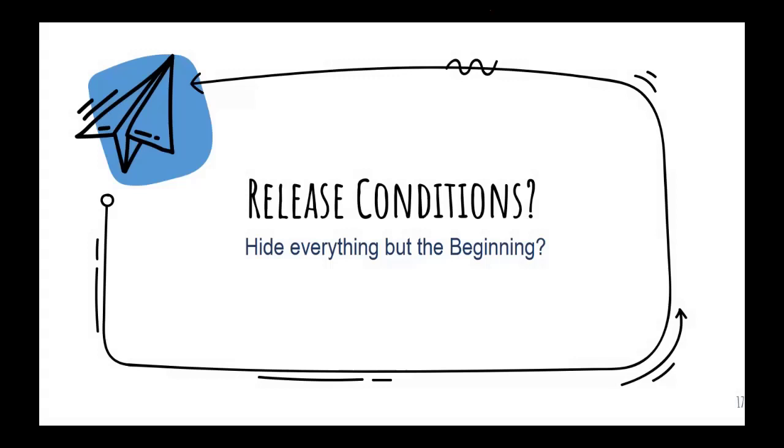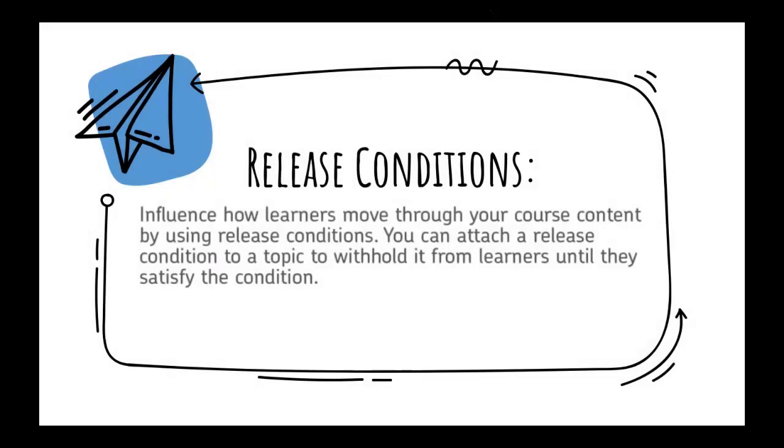So release conditions are a way for you to tailor the way that students navigate through your course. So you can hide things from them if they haven't completed, let's say, the course preparedness survey. You can hide the whole next module from them. So they have to go through all of the content in the introduction module, and then the academic modules are released after they have gone through items 1 through 5. That's basically what a release condition is.